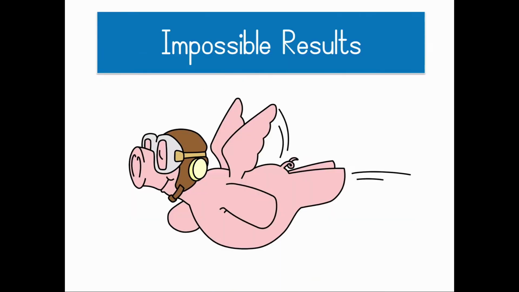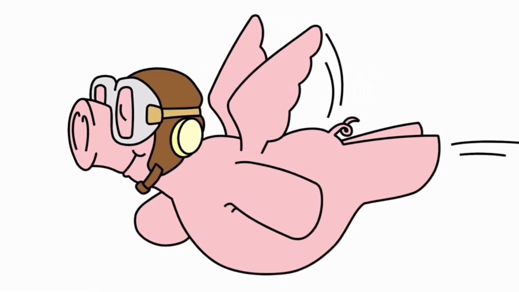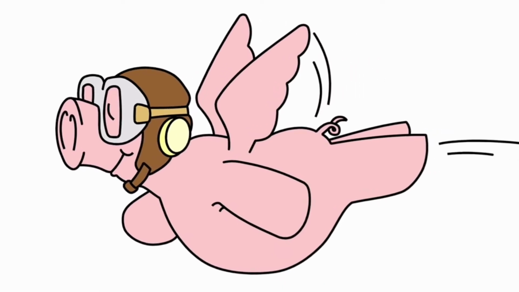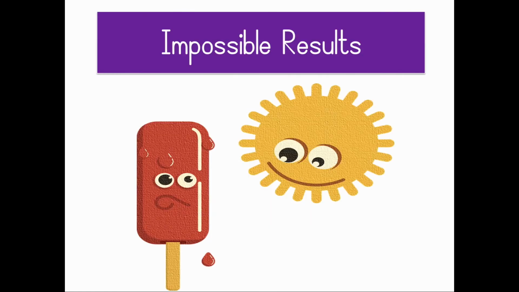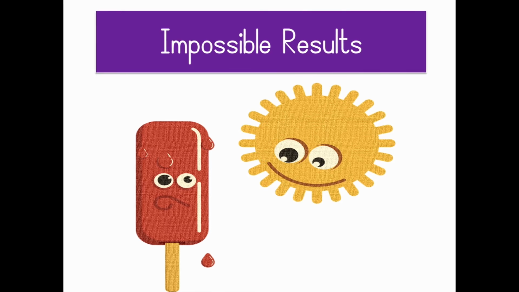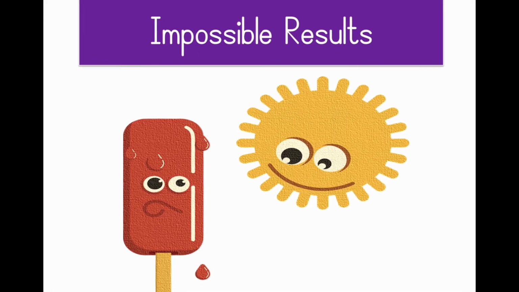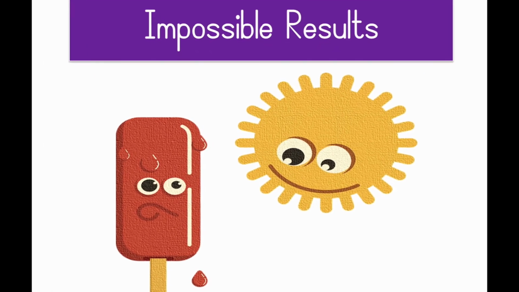Now talk to children about things that have zero chance of happening. They are impossible events. A lovely example is, will pigs grow wings? No, pigs will not grow wings and fly. This is an impossible event. Ask children if they can identify other examples in which the results are impossible. For example, ice cream will remain cold in the hot sun.